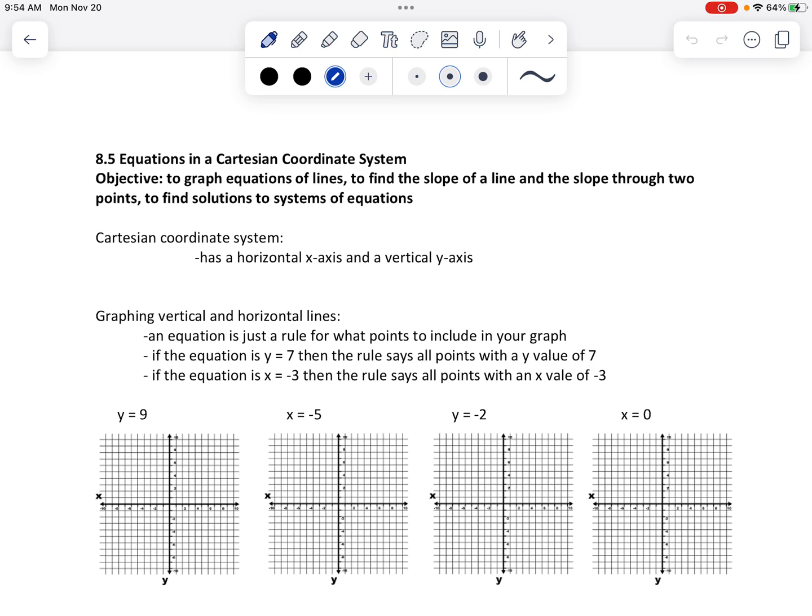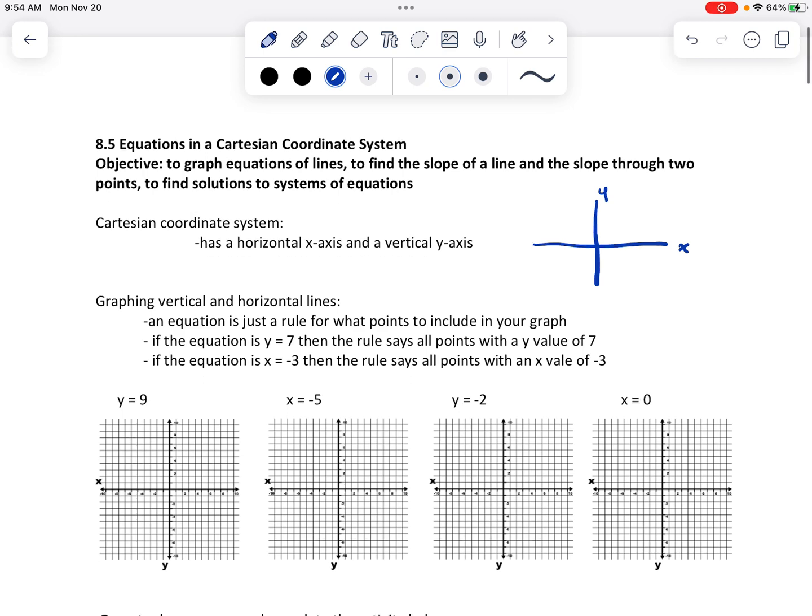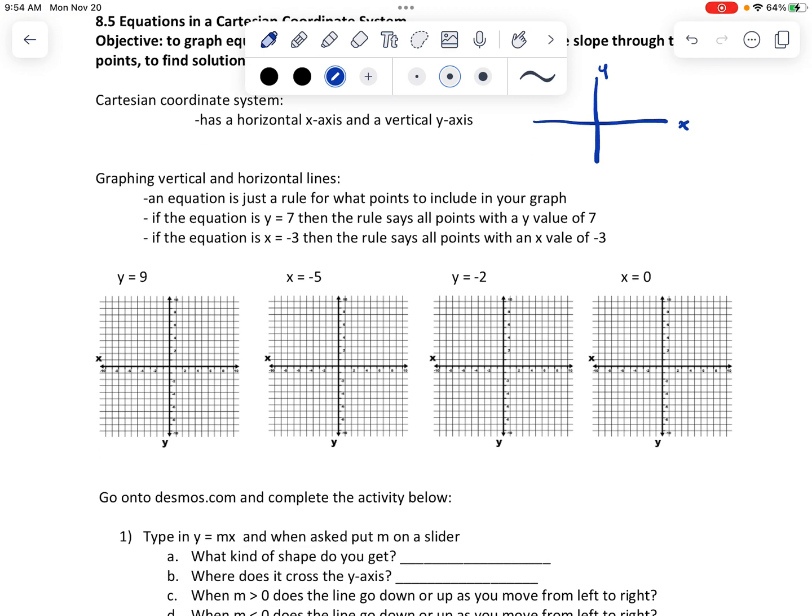A Cartesian coordinate system, an xy axis, has a horizontal x-axis and a vertical y-axis. So here's our x-axis, here's our y-axis. When we graph vertical and horizontal lines, remember that an equation is just a rule for what points are included in our graph. If the equation is y equals 7, then our rule says that all the y values are 7. So in this first example, y equals 9, the rule is all the y values are 9.